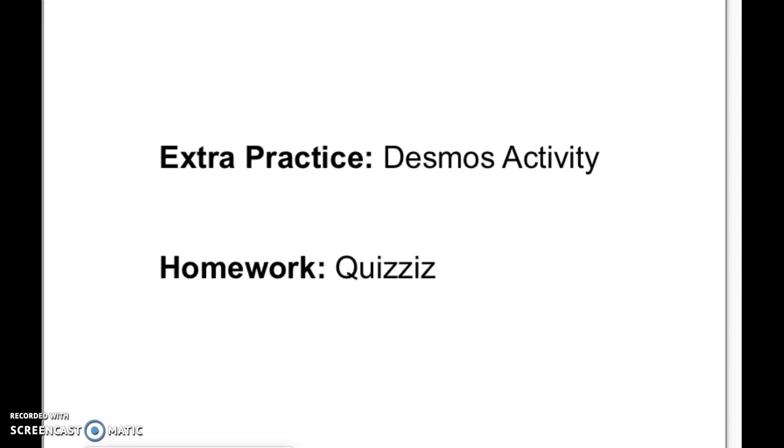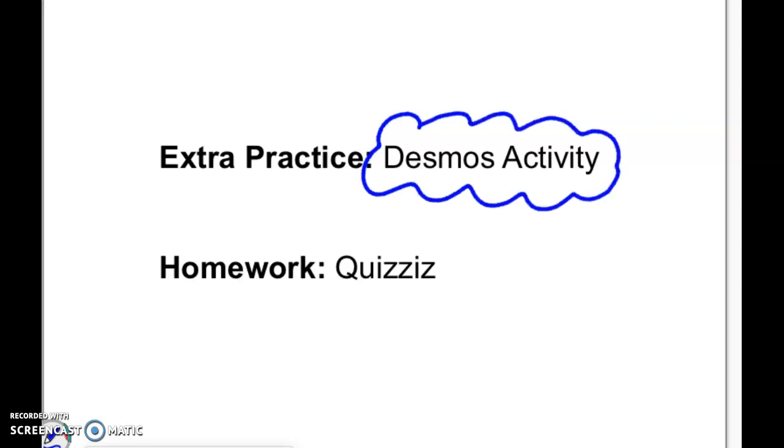So to get some extra practice with this on your own, please do the Desmos activity first. I think the link should work. I tried it out, and I made different codes for each class. The graded assignment is the quizzes. All right, happy solving.